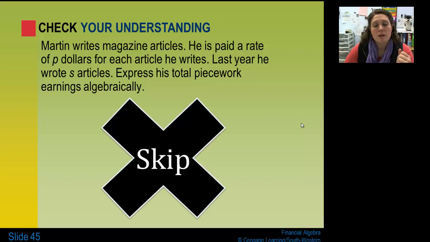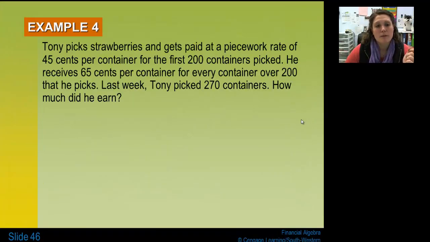Check your understanding. We're going to go ahead and skip this question and go on to 4. Tony picks strawberries and gets paid a piecework rate of 45 cents per container for the first 200 containers picked. He receives 65 cents per container for every container over 200. Last week, Tony picked 270 containers. How much did he earn?